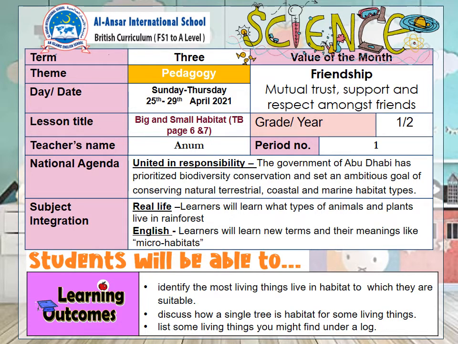Today we're going to learn about big and small habitats. You can refer to your science textbook, page number 6 and 7 for this. Have a look at the learning outcomes. In this lesson, you will identify the most living things live in a habitat to which they are suitable and discuss how a single tree is habitat for some living things. Last but not the least, you will list some living things you might find under a log.